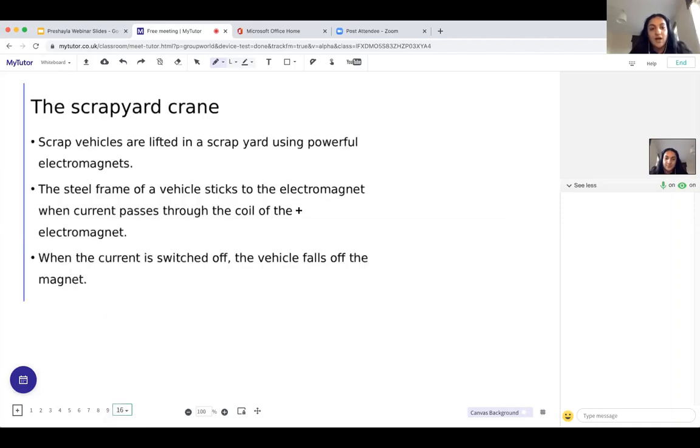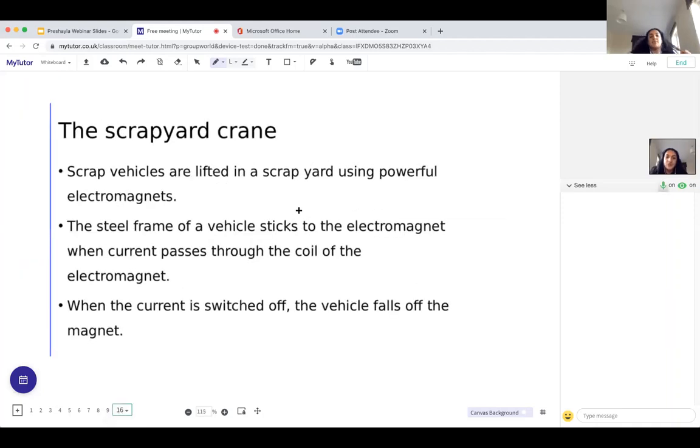Okay, so lastly, we're just going to go over some applications of electromagnets. The first one that we're going to look at is the scrapyard crane. We're going to go through 4, however, there could be different ones come up in the exam that you've not seen before. But these 4 come up often and are good to know because they are very commonly tested exam questions.